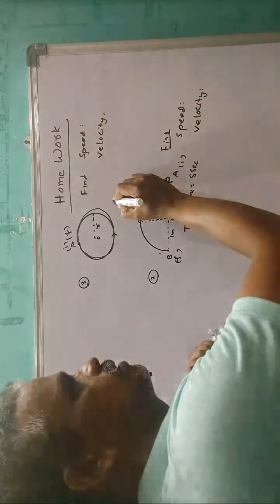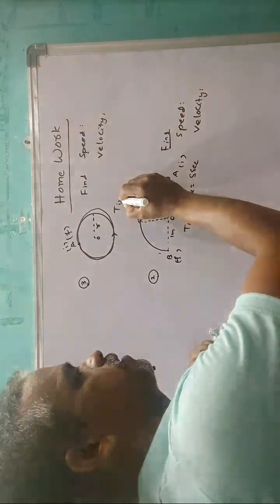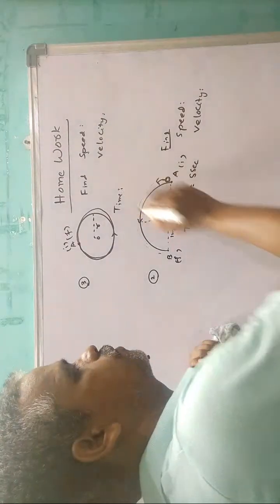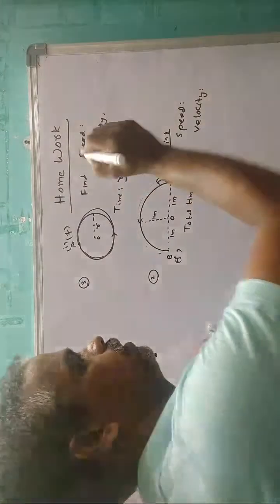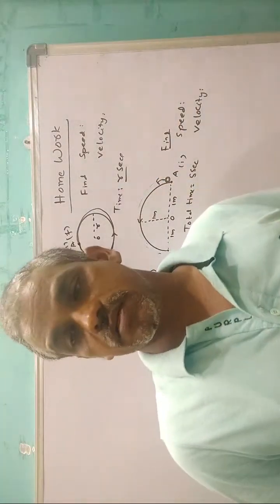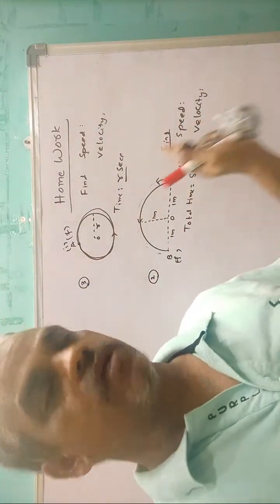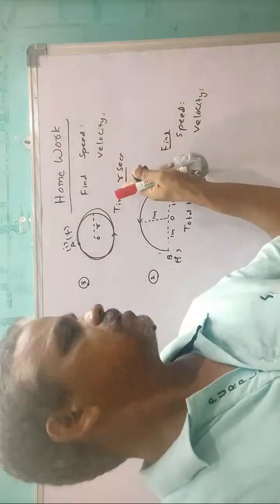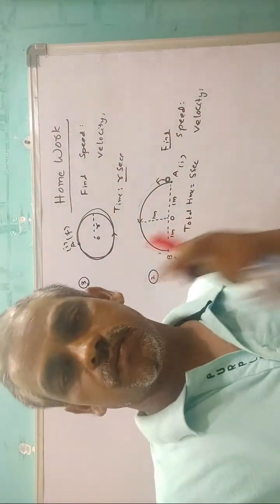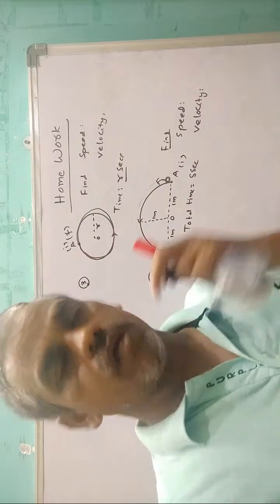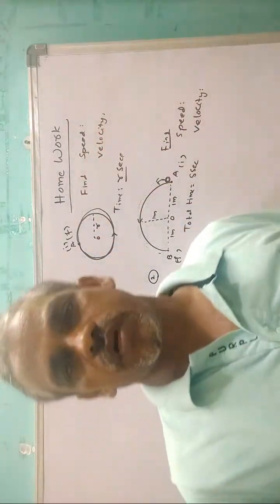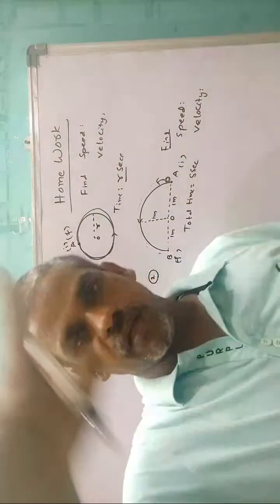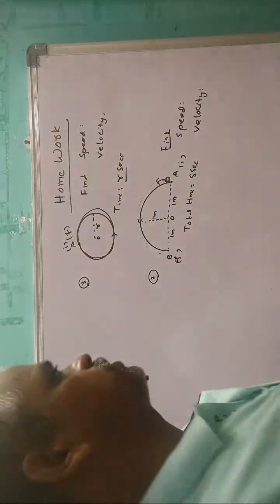Here I have not given the time taken as a constant. Time taken is R seconds. Okay, find what is the speed of that particle, and what is the velocity of that particle. The particle traveled in a circular path.